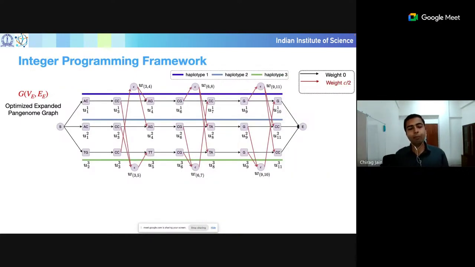So let us say that I will put also the weights on these edges. I'm going to assume that the weight on these black colored edges is 0, because I'm not facing any recombination penalty for these edges. However, I'm going to put a positive weight on these red colored edges, because this is where I have to put a recombination penalty if my inferred path is going through these red edges. So for each red edge, I would put a weight of C by 2 if my recombination penalty is C. Because for any recombination, I'll have to take 2 consecutive red edges, which will account for recombination penalty C.